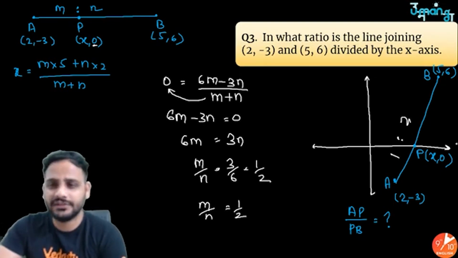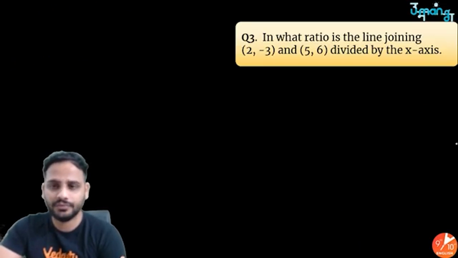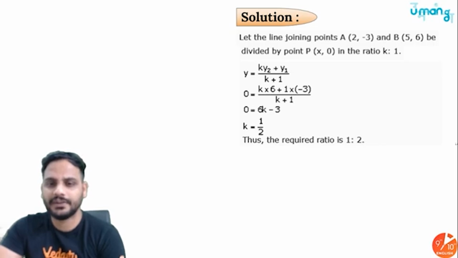The ratio in which the x-axis divides these two points will be what? 1:2. 1:2 is your ratio. Theek hai, simple hai beta.